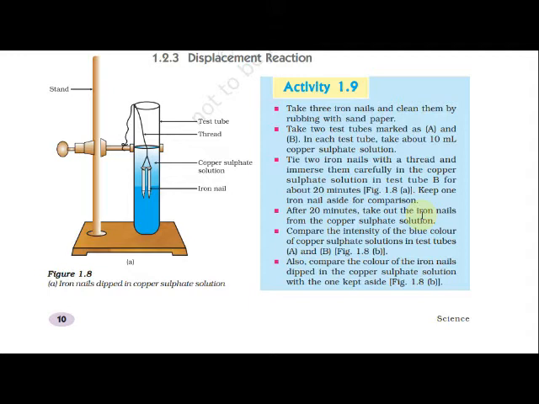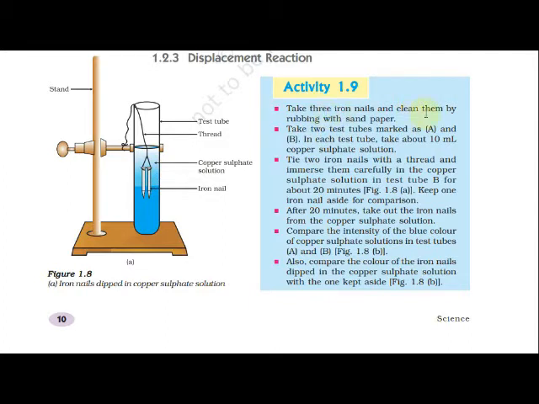In figure 1.8 we have seen iron nails dipped in the copper sulfate solution. Copper sulfate solution, a blue colored solution, you have seen in the test tube, and in the test tube you have seen two nails dipped into the solution. After some time, what happens if iron nails are dipped into the copper sulfate solution? What will be the result? We will see this in activity 1.9.